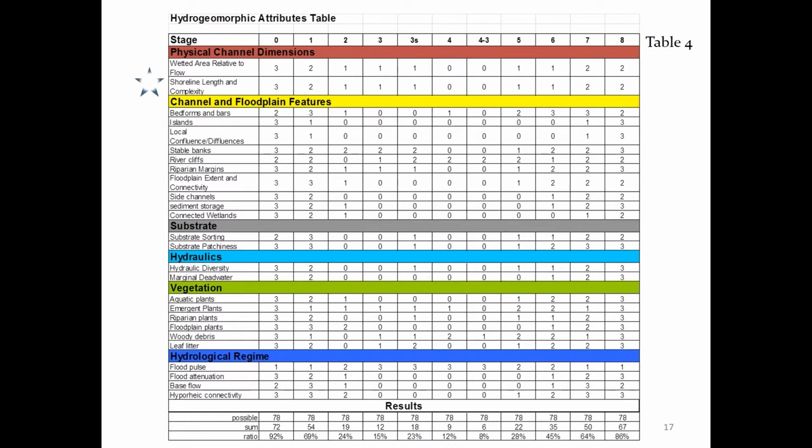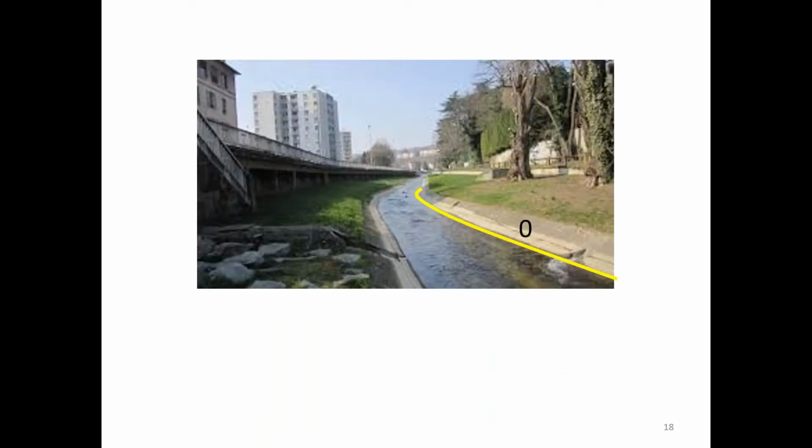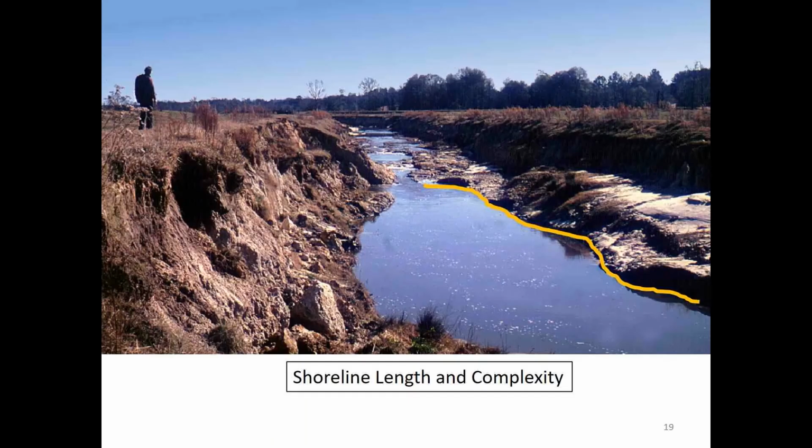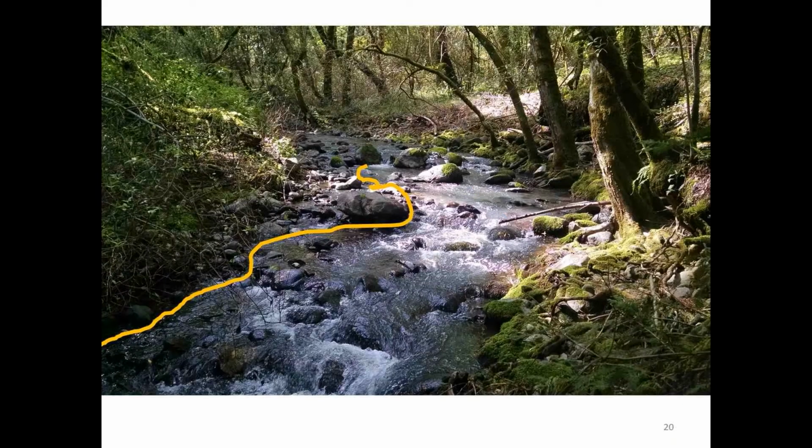I'll examine, because it's possible to do graphically with photographs, this one attribute, which is shoreline length and complexity, and show you how we derived these scores for different settings. This urban stream with a concrete lined channel obviously gets a 0 score. This incised stream gets a 1 score for shoreline length and complexity. This mountain stream with boulders protruding from the banks as well as a meander band gets a score of 2.